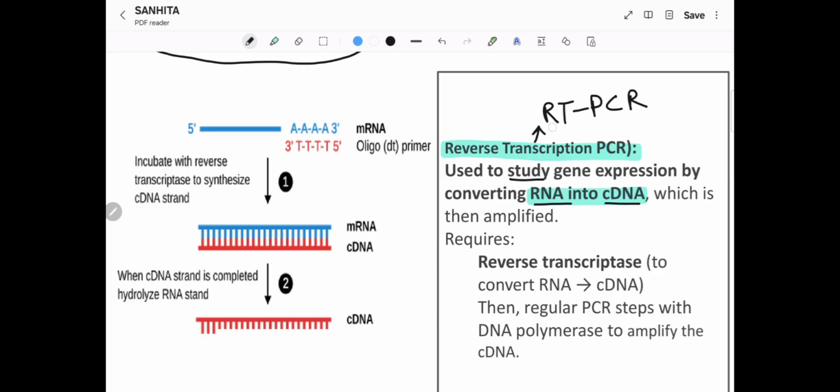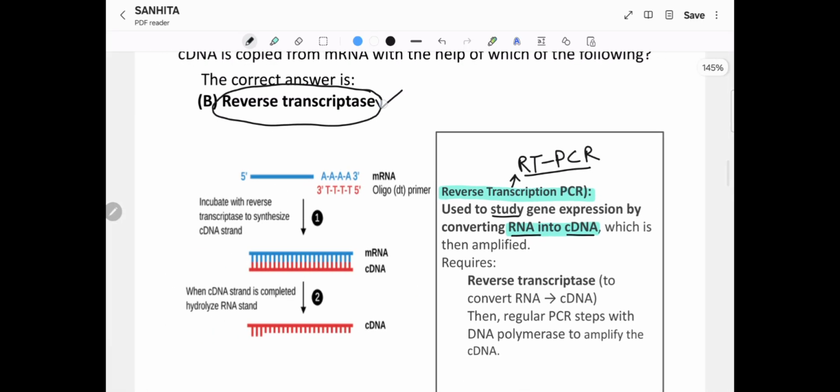For RT-PCR we need reverse transcriptase. Okay, and we convert RNA into DNA. Then what happens? Regular PCR steps with DNA polymerase to amplify the cDNA. We know that PCR means polymerase chain reaction.